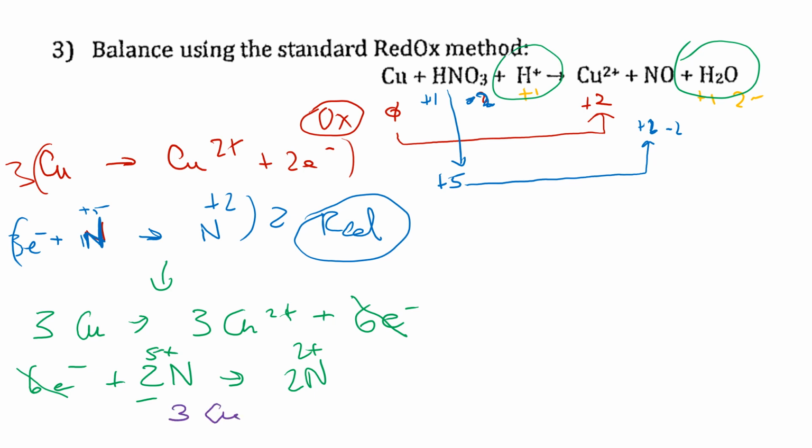3Cu plus 2HNO3 plus my H plus. I will balance that out afterwards. Then I have 3Cu2 plus, 2NO and then my H2O. But I got to make sure that I'm balanced, which I'm not. So let me see what we got to do, what I have here.